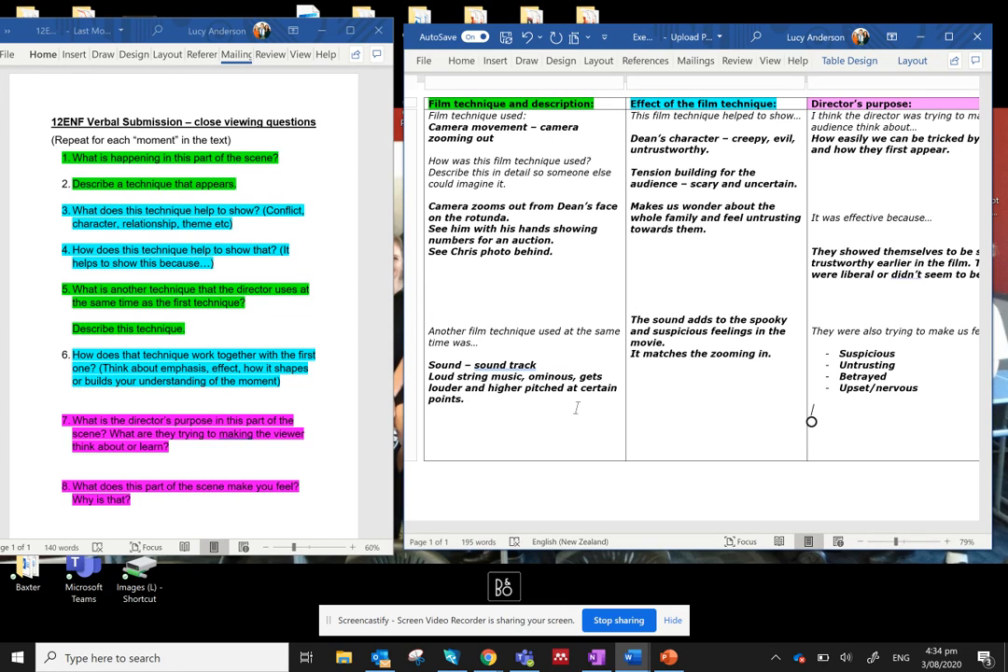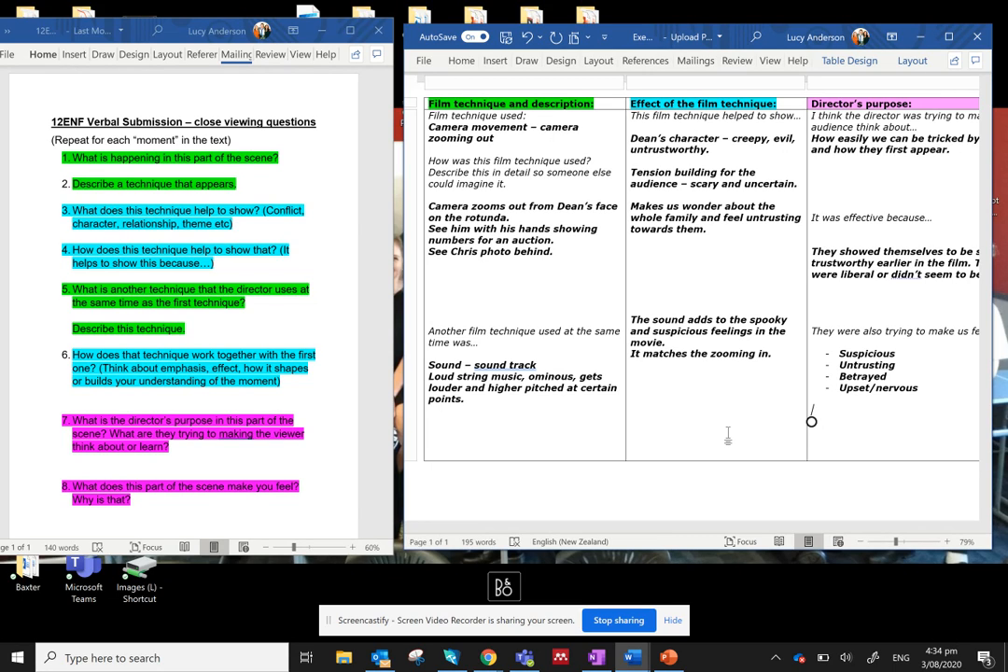How does this technique work together with the first one? I've put my notes in the middle there next to it just to make it a bit easier. The use of the sound adds to that scary feeling because it's slow and creepy and a bit unsettling. And so when it matches the movements and it matches the pace of the zooming, it all works together to make this really uncomfortable feeling and make us feel really suspicious of the Armitage family. So it works together at that moment to reinforce how creepy and surreal and not right the situation is.